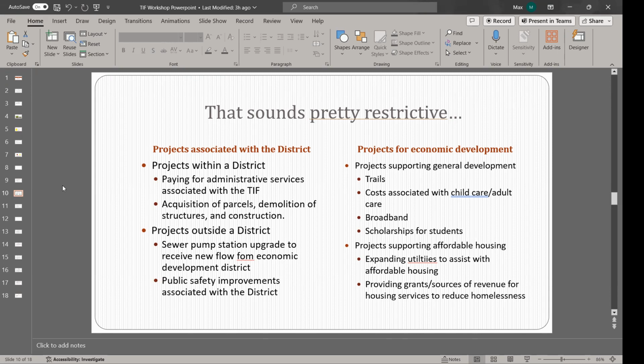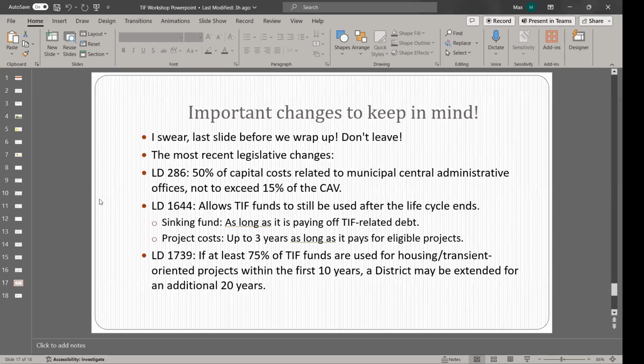George, I see your hand up. Yeah, thank you for the presentation. Two questions. One, on the last slide where you mentioned the extension for housing, is it any housing at all, or is it just affordable housing that justifies the 20-year extension?